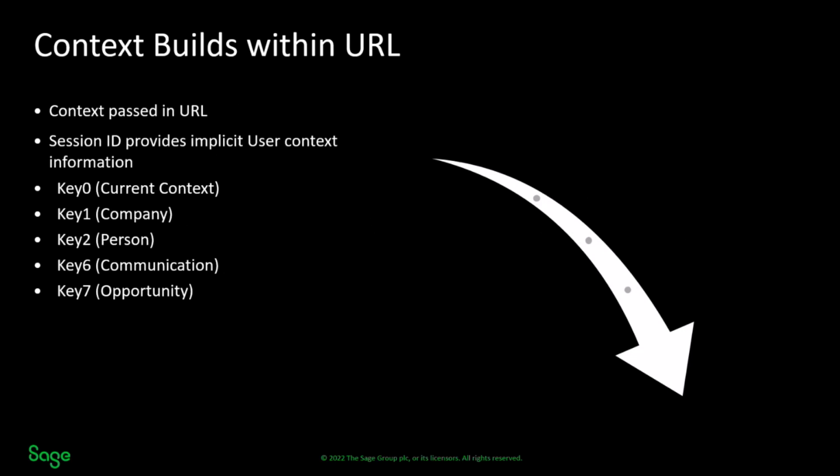Now you can think of context as you log on as building like a snowball. It builds as you navigate through the system. The context is always passed inside the URL. The session ID, which sits inside the URL, is implicitly providing the user context. The session ID can be matched internally with CRM to know who has logged on to the system. It has to know that in order to be able to set the appropriate rights for the user.